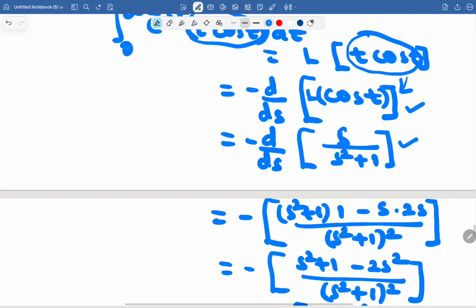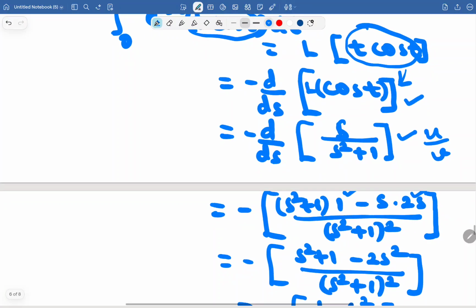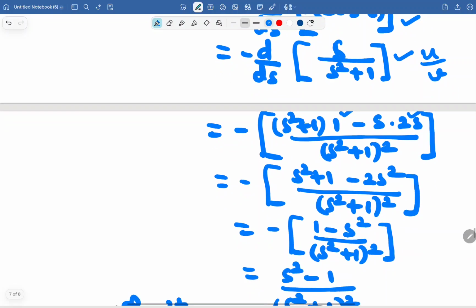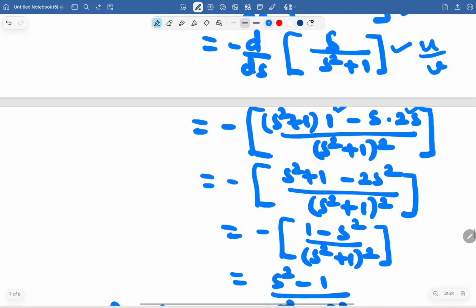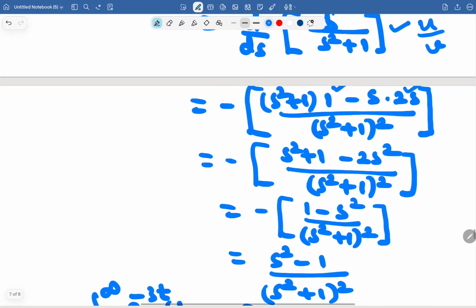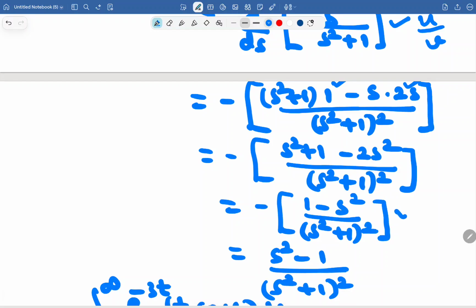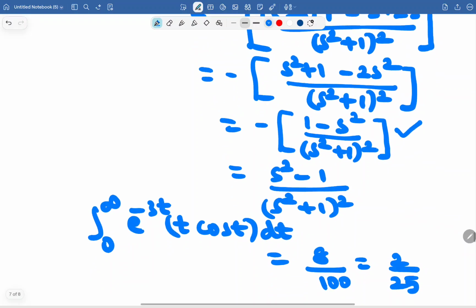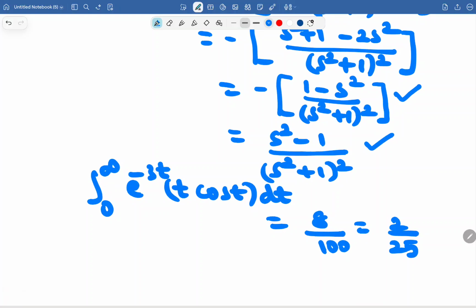Differentiate with respect to s, applying the u by v rule: minus of (s square plus 1, differentiation of s is 1, s into differentiation of s square plus 1, 2s) divided by (s square plus 1) whole square, minus of (s square plus 1 minus 2s square) by (s square plus 1) the whole square. Simplification: s square plus 1 minus 2s square is equivalent to minus of (1 minus s square) by (s square plus 1) the whole square.